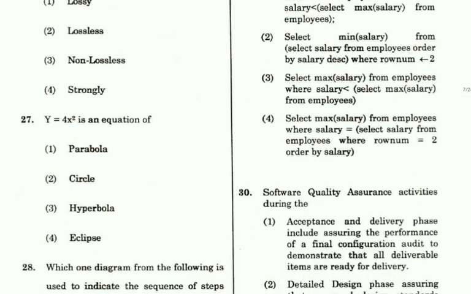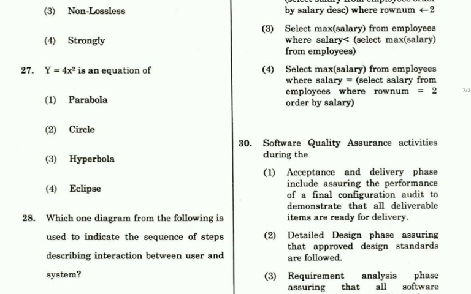Next, y equals 4x square is an equation of. So this question is asked from the mathematics topic conic sections. The standard equation of a parabola is y equals a x square, right? So here a is a constant. So that's why option 1, that is a parabola, is the correct answer.